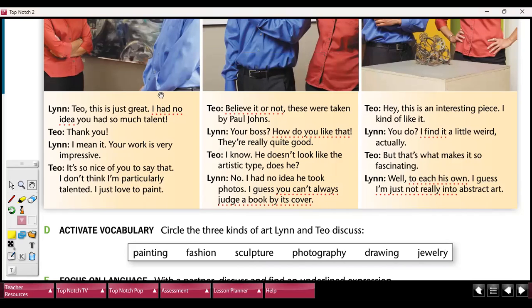And it says, Teo, this is just great. I had no idea you had so much talent. Thank you. I mean it. Your work is very impressive. It is so nice of you to say that. I don't think I am particularly talented. I just love to paint. Believe it or not, these were taken by Paul Jones, your boss. How do you like that? And they are really quite good. I know, he doesn't look like the artistic type, does he? No, I have no idea he took the photos. I guess you can't always judge a book by its cover. Hey, this is an interesting piece. I kind of like it. You do? I find it a little weird, actually. But that's what makes it so fascinating. Well, to each his own, I guess I am just not really into abstract art.